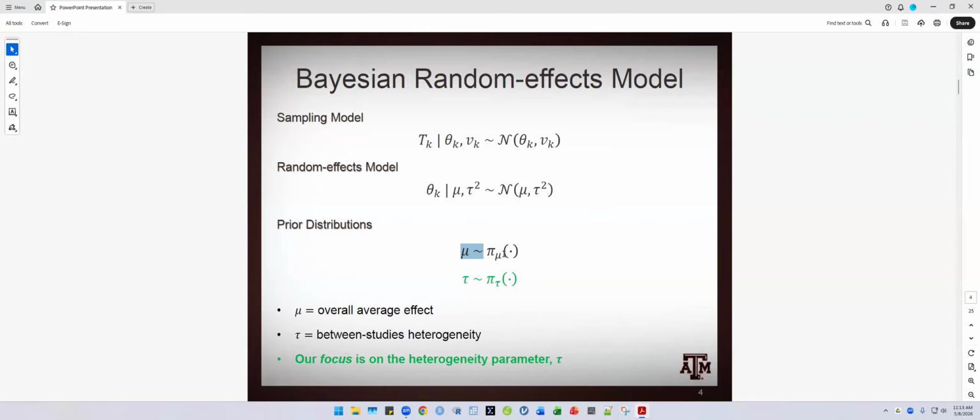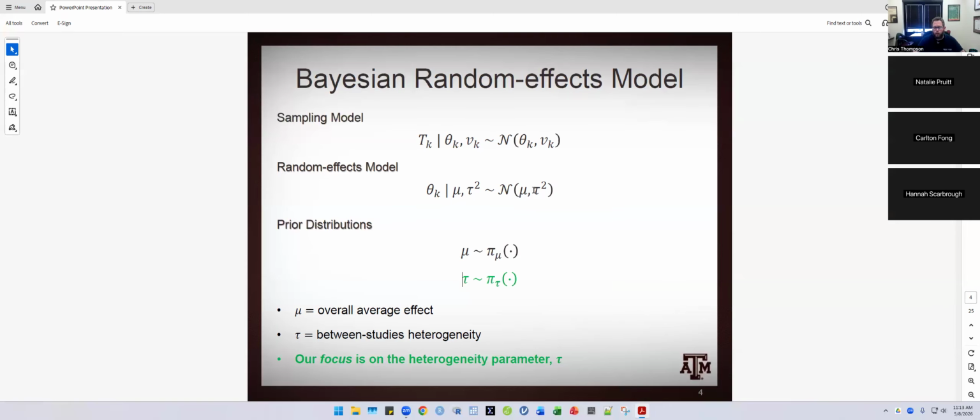So there's one prior distribution down here for mu, and then instead of modeling the prior distribution on a variance, I'm going to model it on tau. It's not mandatory that it's done that way, and there are certain instances when you may want to put it on tau squared, but it is at least more common to model it on tau.